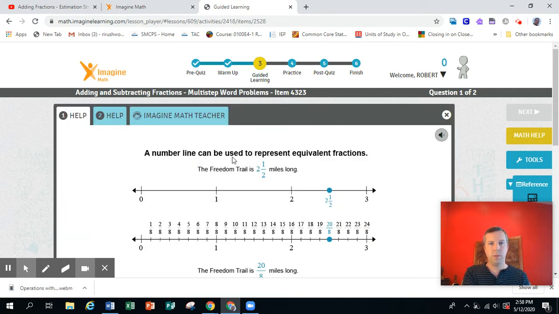A number line can be used to represent equivalent fractions. The Freedom Trail is 2.5 miles long. And now they're showing us that split up into eighths: 8/8, 16/8, 24/8. The Freedom Trail is 20/8 of a mile long, so it ends here.